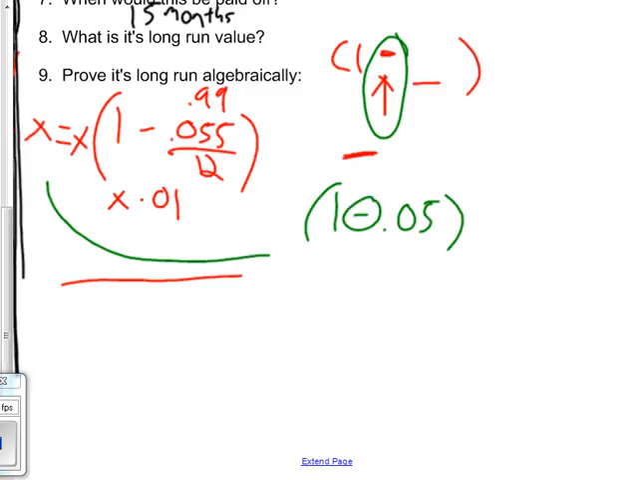So it's a little bit of a guess and check approach. You'll have to plug it in and just see if it dies, and then if it does die, use your algebra to figure out what that value is. I would do it through the table. Yes, sir. So if it reaches 0, it has a long run value.